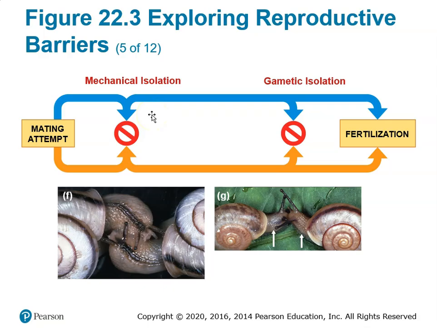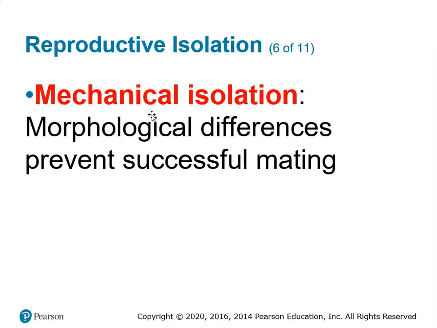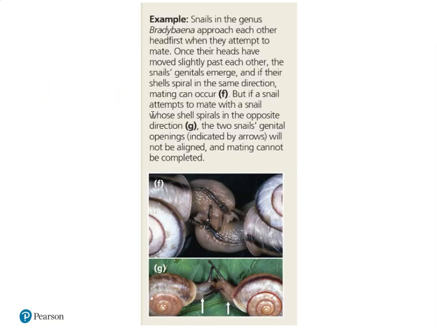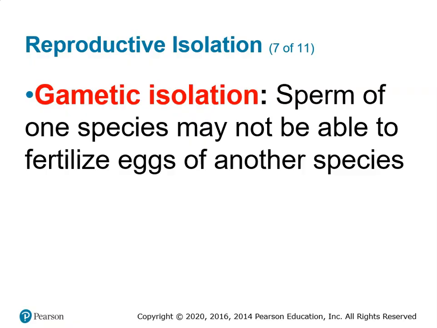Here's also some prezygotic reproductive barriers. You can have mechanical isolation, so morphological differences prevent successful mating. So this is the way things look. Snails approach each other head first when they attempt to mate. Once their heads have moved slightly past each other, the snail's genitals emerge, and if the shells spiral in the same direction, mating can occur. Okay, but if they spiral in opposite directions, that will prevent mating.